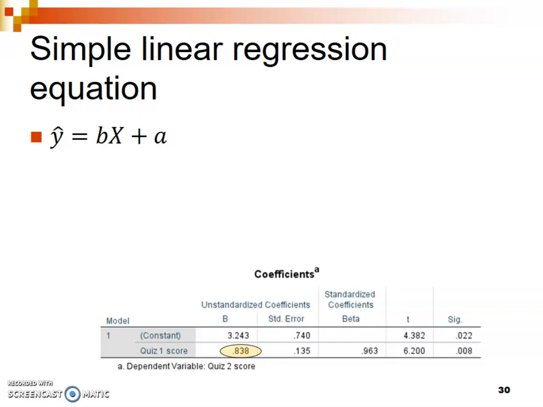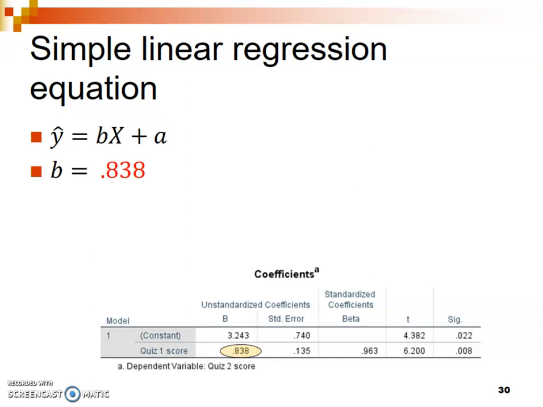You'll see next to the variable that was your predictor, the X variable that you were using to predict your Y variable, it should show up in this coefficients box on its own line. In this example, I was using quiz 1 scores to predict quiz 2 scores. If you follow along that row, underneath where it says unstandardized coefficients, underneath the B, that is going to be your value for your slope. So the B, the slope, in this example is going to be 0.838. And we can just keep that with 3 numbers after the decimal point.